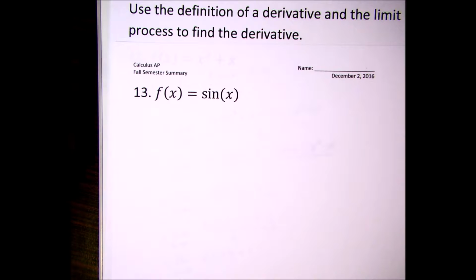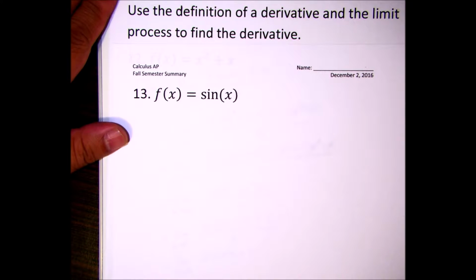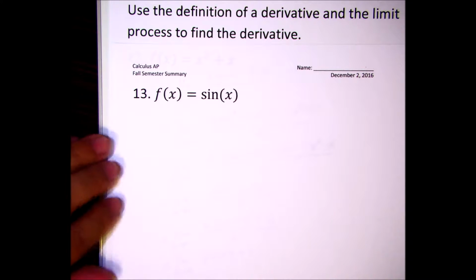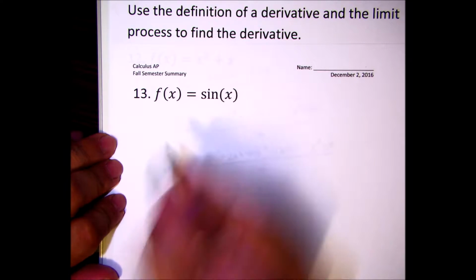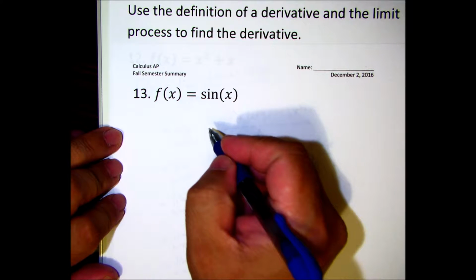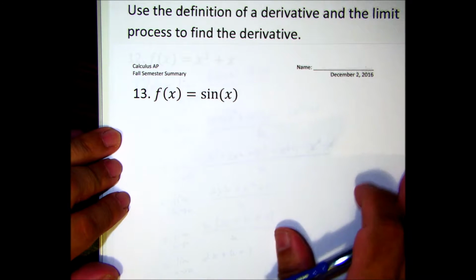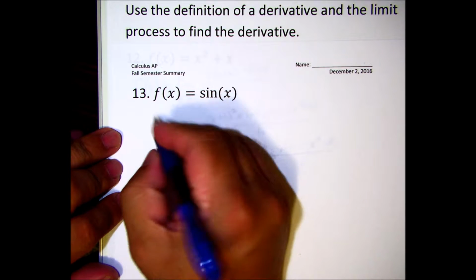This is number 13. It has the same directions as number 12. We're using the definition of a derivative and the limit process to find a derivative. So here we have a trig function this time. This one should be in your notes. We've done this so many times. Well, I guess we'll do it anyways.